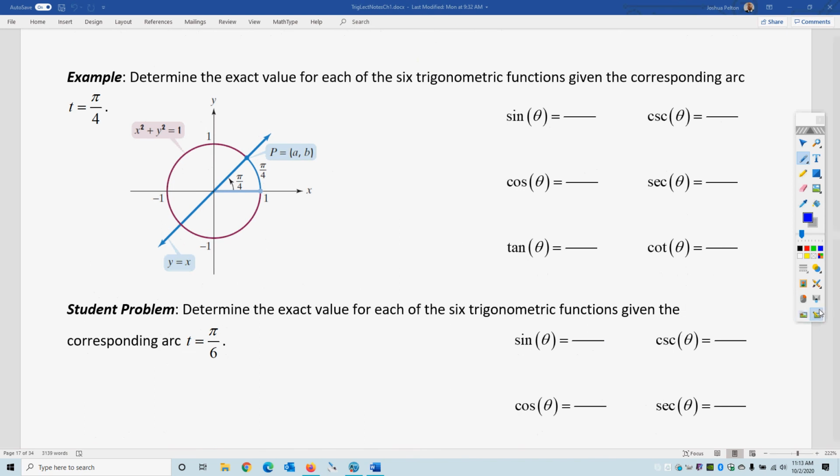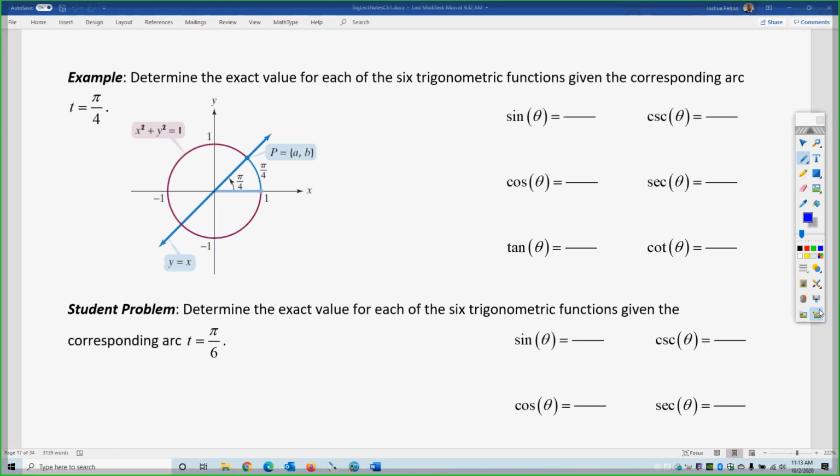Okay, so next set of problems. Determine the exact value for each of the 6 trig functions given the corresponding arc is pi over 4. So the arc is pi over 4, which means the angle is also pi over 4. They will not give you diagrams in the textbook problems, so you'll have to draw them yourself if need be. Remember that arc length equals r times theta, but r is 1 because this is a unit circle, so the arc length is equal to the angle. So remember, if it's pi over 4, it's a 45-degree angle.